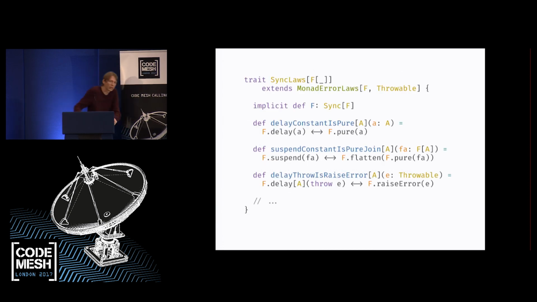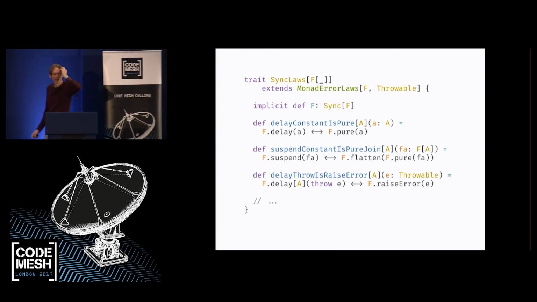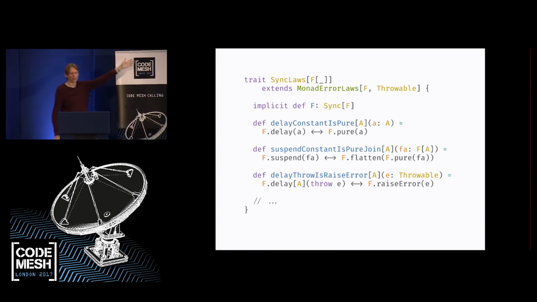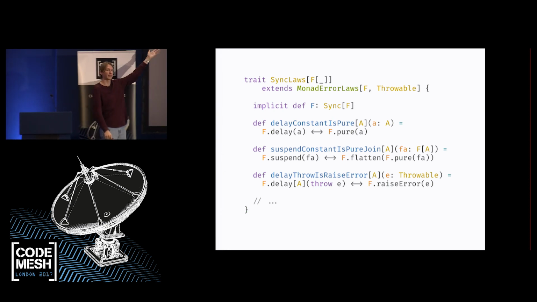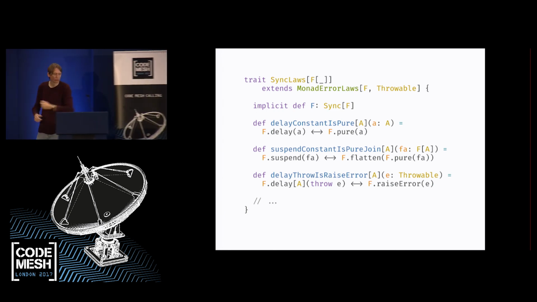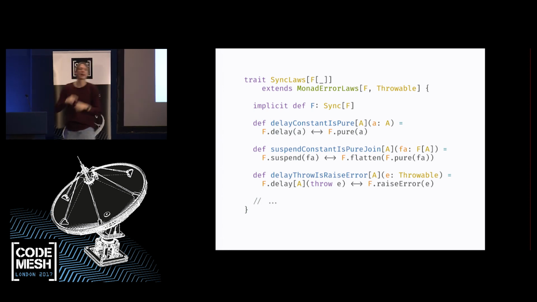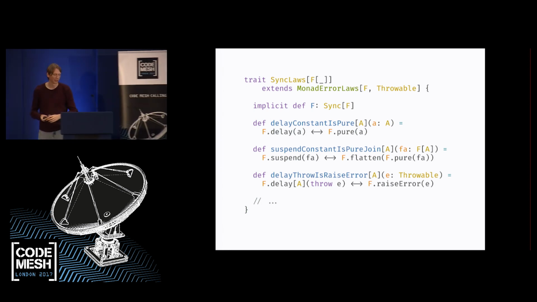So here's kind of what they look like. This is Sync laws, or a part of Sync laws, rather. We've got some relatively straightforward laws here, right? If you delay a pure constant that you already have, it's the same as pure. That seems intuitive. If you throw an exception inside of delay, it gets caught and sequenced as an error. That's the last one down at the bottom.